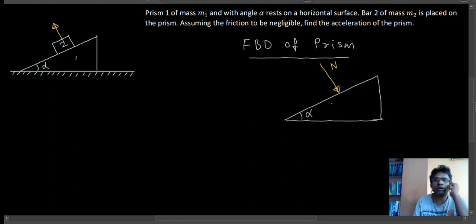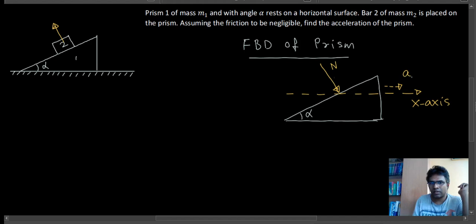Now, if I draw a horizontal line and say that it is along the x-axis, we know the prism will have acceleration in the positive x direction. So let's say the acceleration of the prism to the right is a1x. Here, 1 corresponds to the prism and x corresponds to the horizontal direction.